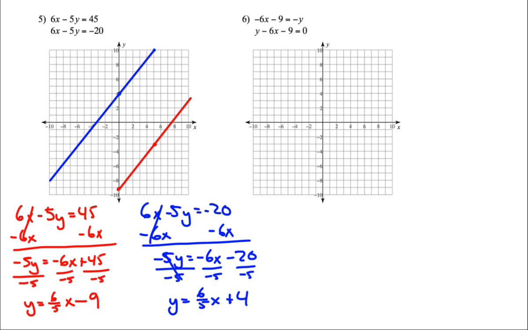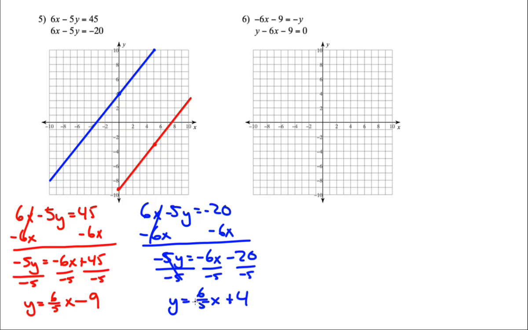And so hopefully you can see that these are parallel lines. They're parallel lines because, as you can see, the slopes are equal. And we learned earlier that if you have equal slopes, the slope of the red one is 6/5, the slope of the blue one is 6/5. They just cross the y-axis at different points. So these are parallel lines.